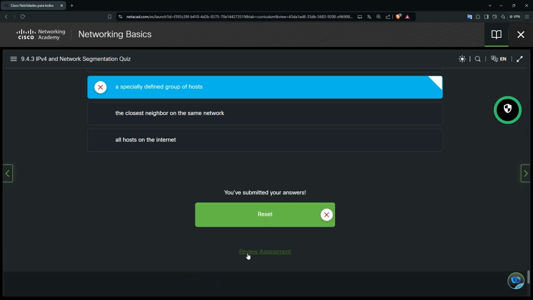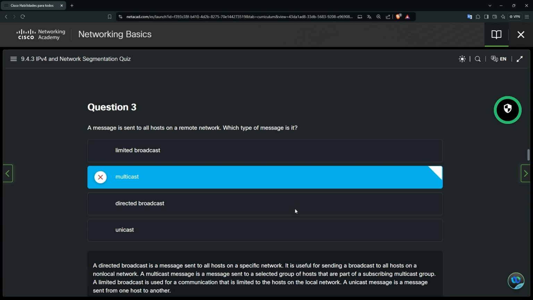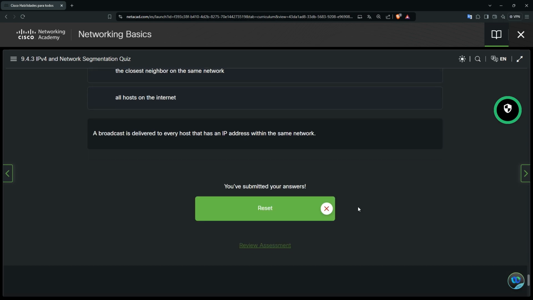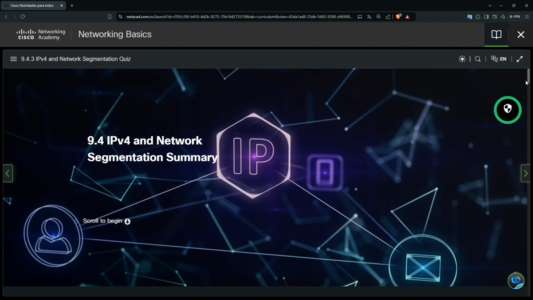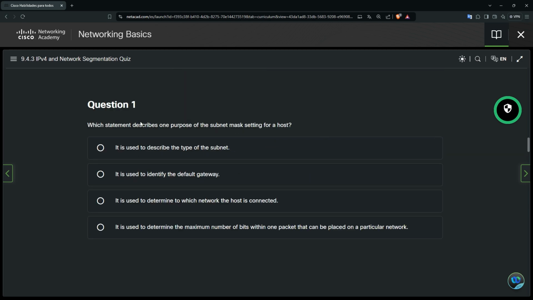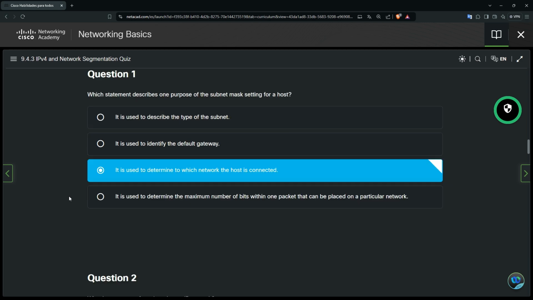I review assessments. Okay. Reset and go to question 1. Which statement describes one purpose of the subnet mask setting for a host? No, it's used to determine at which network the host is connected.